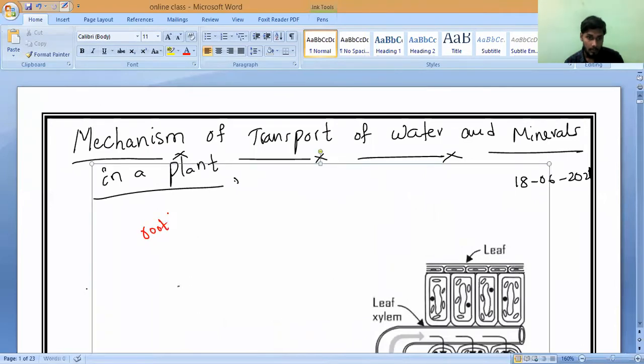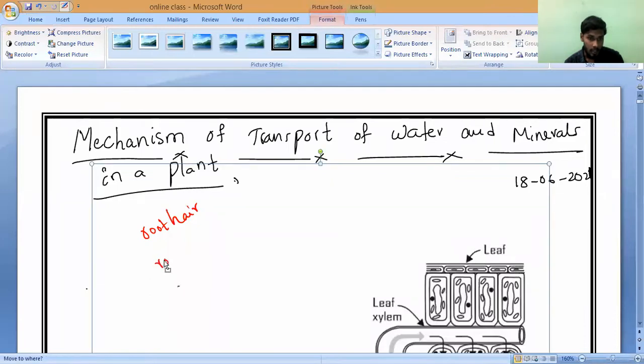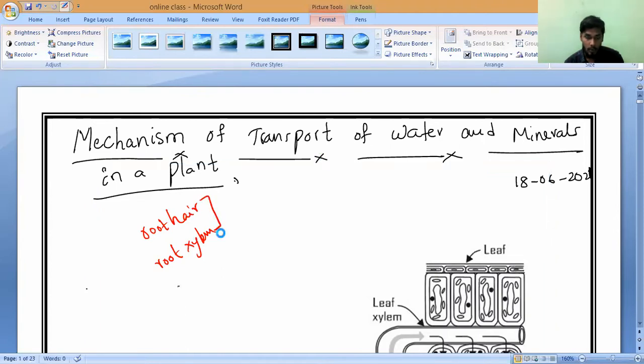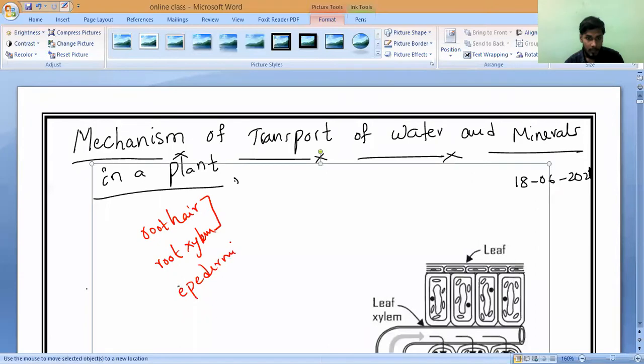What is that? Root hair. And the next one is called the root xylem. When the water is transported along with the minerals from root hair to root xylem, in the middle we get 3 parts. What are they? Root cortex, epidermis, endodermis. Epidermis, and in the middle, epidermis to endodermis.